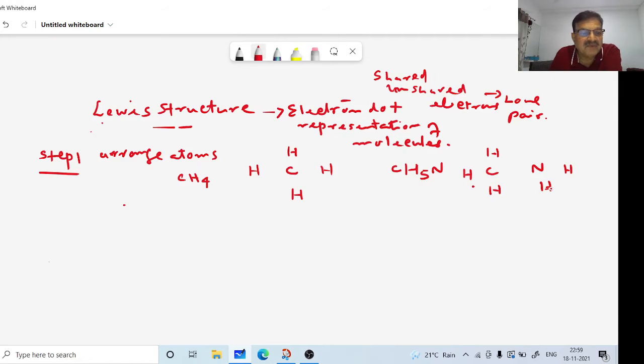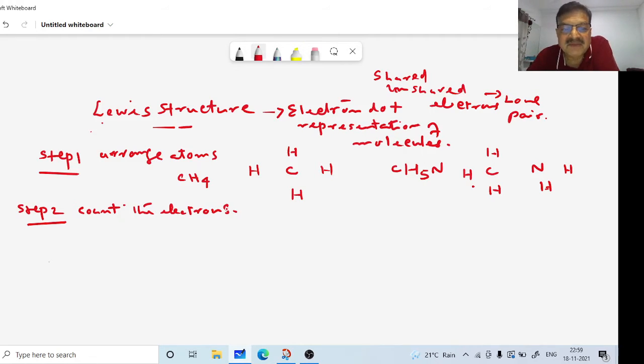Now step 2 in drawing the Lewis structure will be counting the electrons. This is a very important step. Count the electrons. What does it mean? Count the electrons means count the valence electrons from all atoms in a molecule. Say here we have methane. So counting the electrons means count the valence electrons from carbon and all hydrogens here. From 4 hydrogens you count the electrons and from 1 carbon you count the electrons.